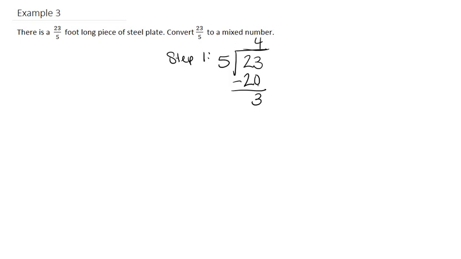Now we would have to go into a decimal, or we could just keep this right here. This is now our new numerator, as this is our remainder. So step 2 would be to keep the remainder, and we're going to keep the same denominator. Now this 4 is our new whole number. So we have 4, we keep the remainder as 3, and we have the same denominator, which is 5.